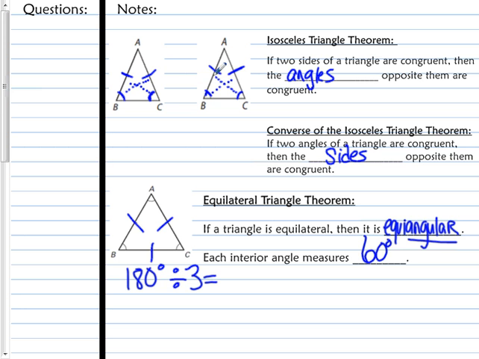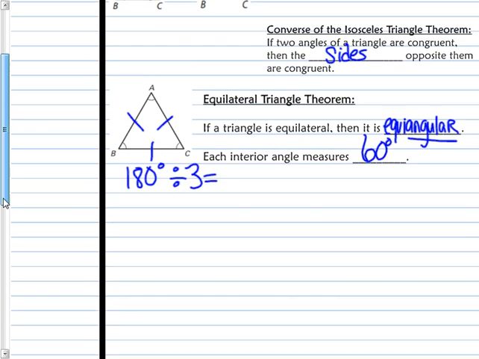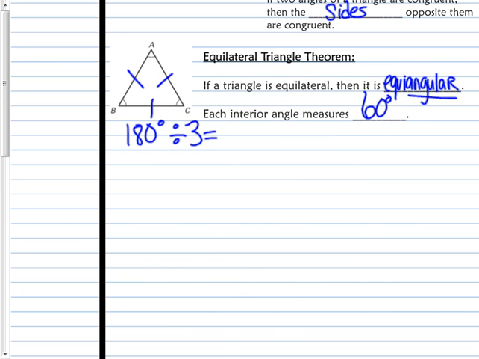Isosceles triangles: if the two sides are congruent, then the two angles opposite of those are congruent. And the same thing is true if the two angles are congruent, then the two sides opposite those are congruent as well. Equilateral means equal sides. Equiangular means equal angles. And then we practiced.